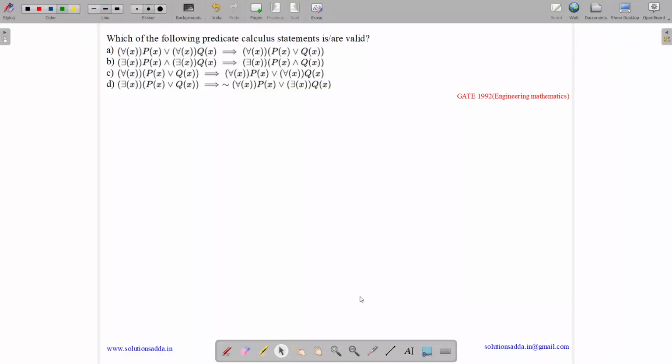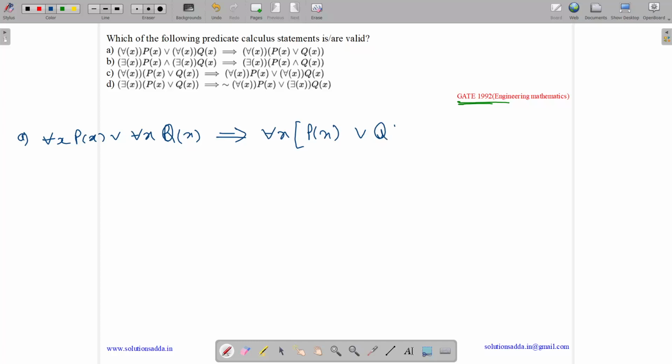This question belongs to the engineering mathematics subject and was asked in GATE CSE 1992. So the question states, which one of the following predicate calculus statements are valid? So let us see each of the statements one by one. So we have, for all x, px is true, or for all x, qx is true. Then this implies for all x, either px is true or qx is true.